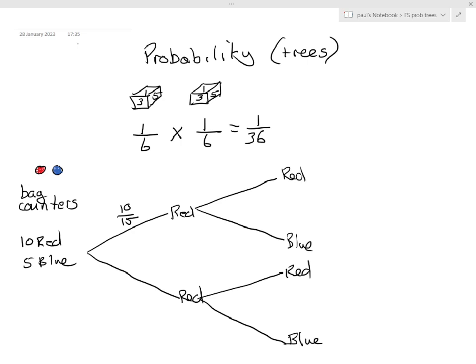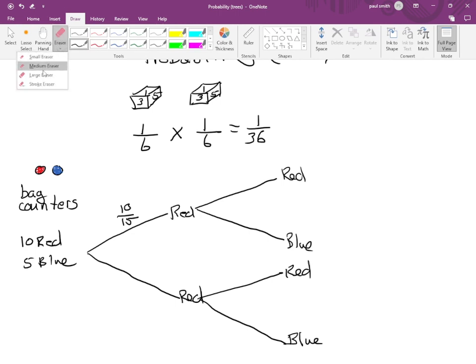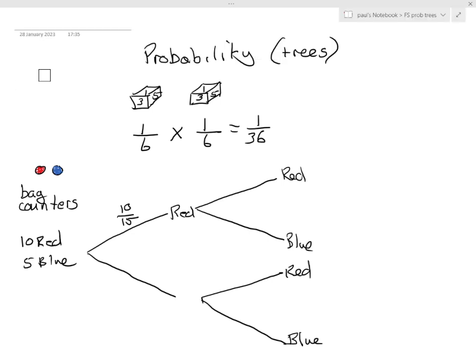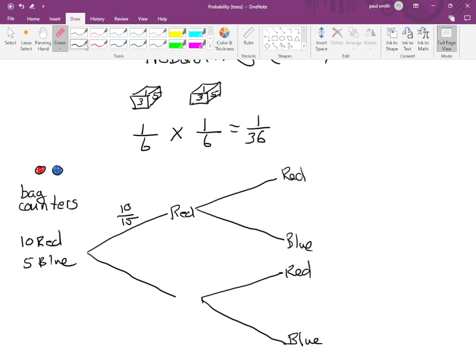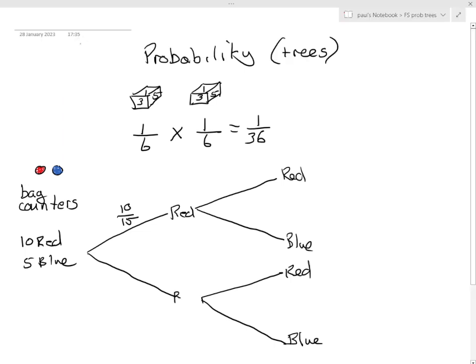And the chances of picking a... Oh, that should have been blue. Why did I write red? Too many red counters, that. So it's going to be blue, isn't it? So the chances of picking a blue out first time is going to be 5 out of 15.